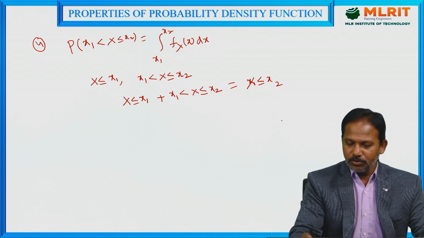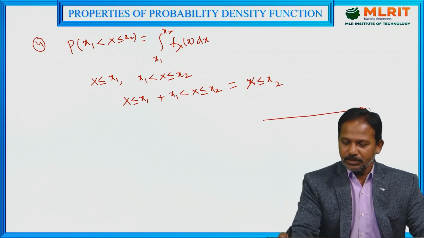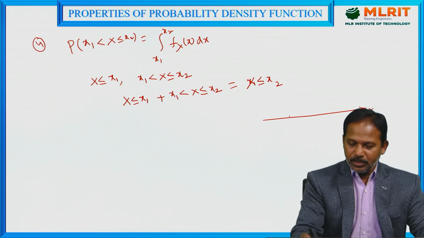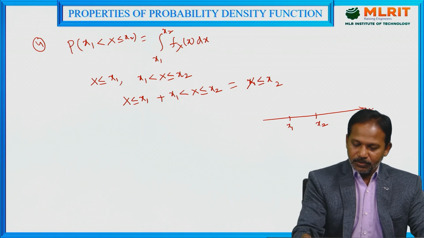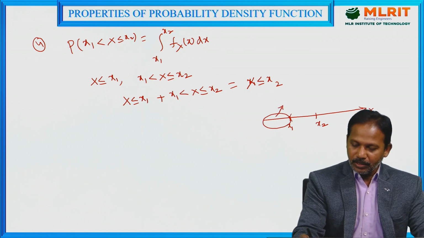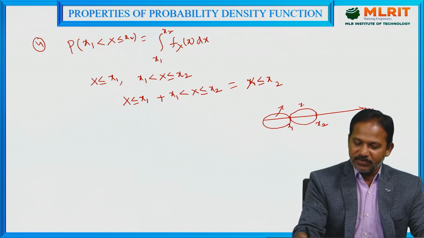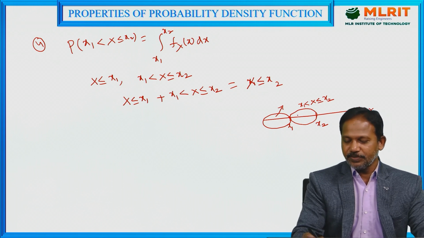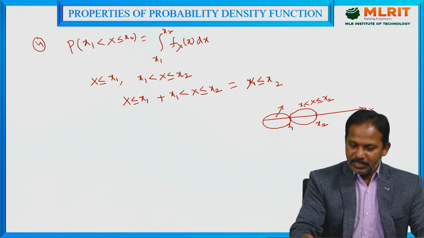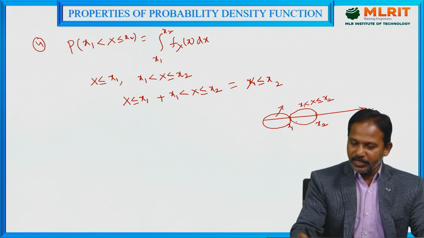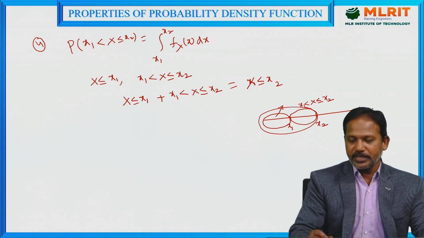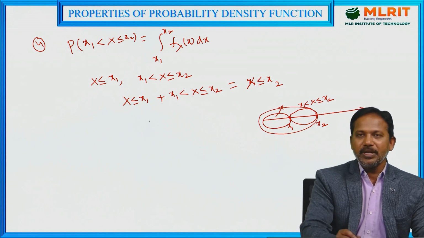See here, for example, this is my random axis. Assume this is my x1 and this is my x2. From minus infinity to x1, this is my first event, and x1 to x2 will be taken as my second event. There is nothing common between these two events, so simply I can write X less than or equal to x1 plus x1 less than X less than or equal to x2 is also written as X less than or equal to x2. Now I need to apply probability on both sides.